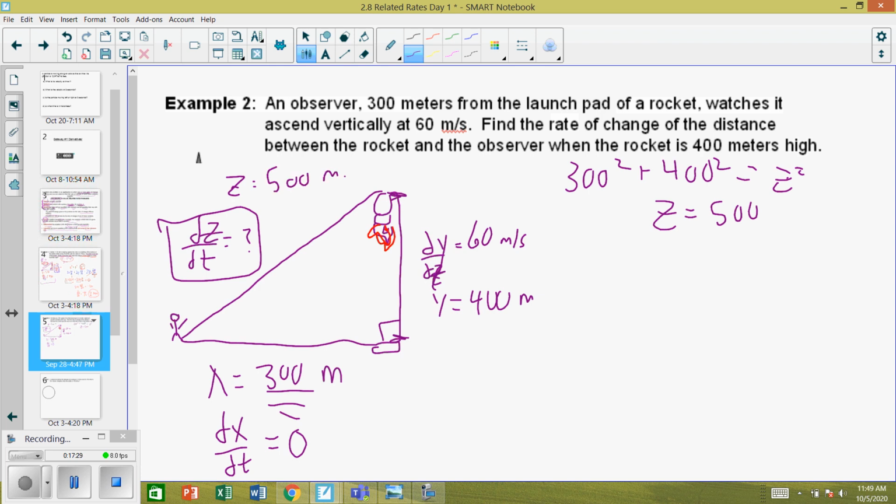Okay, so we got everything that we need. We got all the variables accounted for, and we got all of the rates of change of those variables accounted for. The only thing we're missing is what we're asked to find. Once we illustrate everything and label everything, we have to come up with an equation that relates everything. And just like before, an equation that's going to relate all the variables x, y, and z together is, again, the Pythagorean theorem. So we got x squared plus y squared equals z squared.